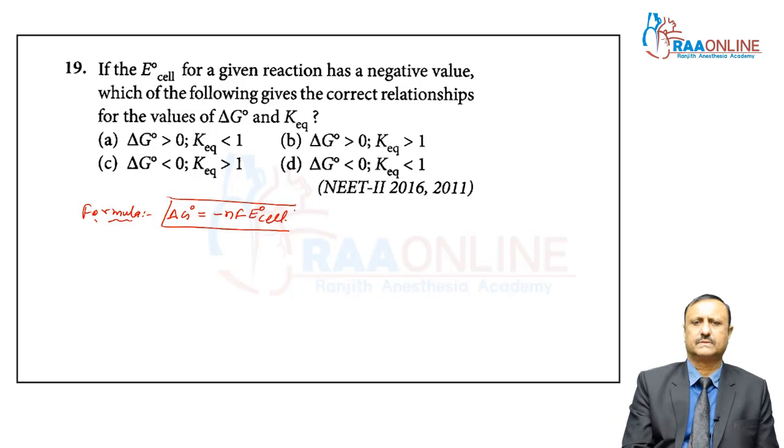So, my dear students, in this question E0 cell is given as a negative value. When this is negative, delta G0 is equal to minus nF into the negative value of E0. So delta G is positive, because a negative multiplied by a negative gives a positive value, and when this is positive, it means delta G is greater than 0.